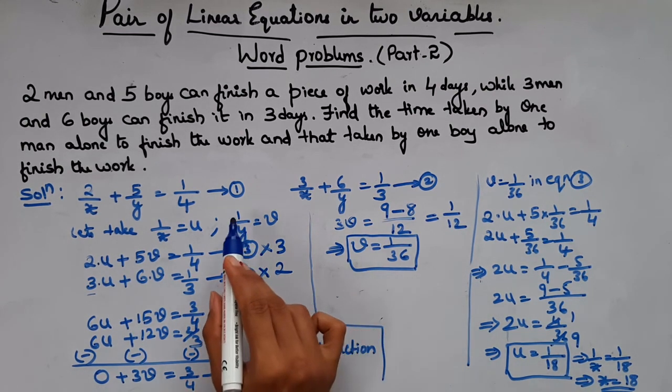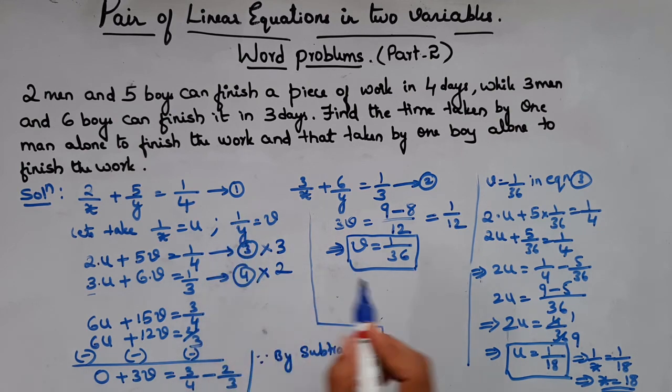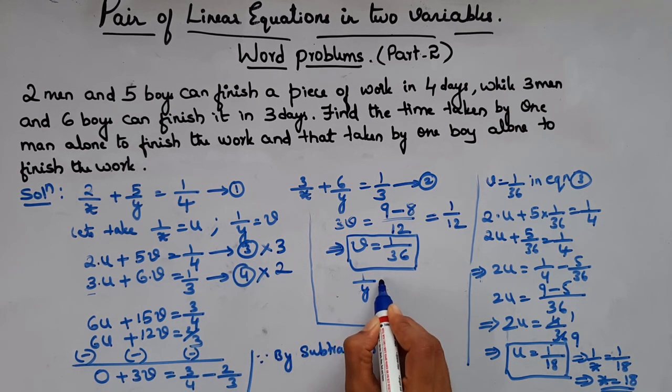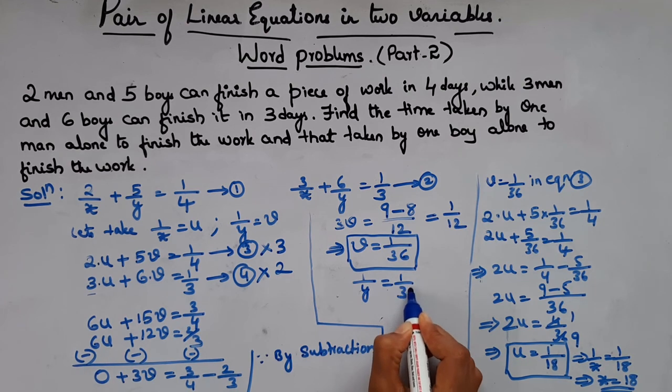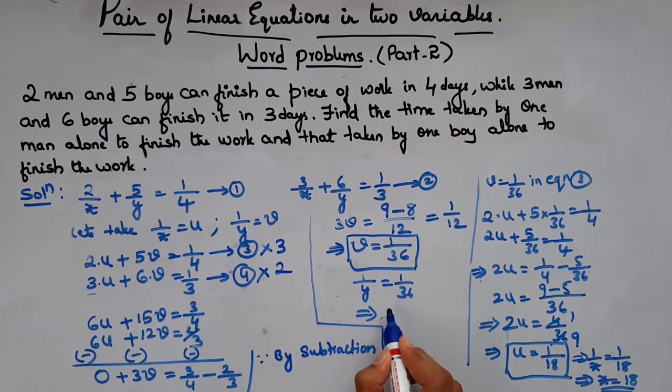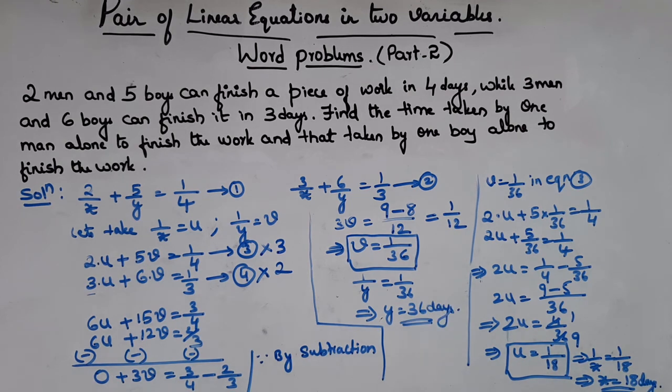I'll continue here. We have taken v as 1/y, so 1/y = 1/36, which implies y = 36. Therefore, one man alone can finish the work in 18 days and one boy alone can finish the same piece of work in 36 days.